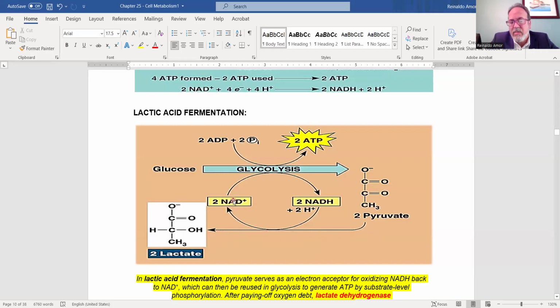So when oxygen is available, this reaction here is reversible. You can go the other way. You can go the other way and make pyruvate again, or make glucose again.